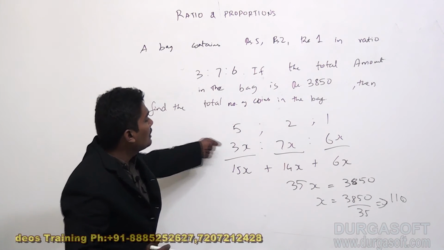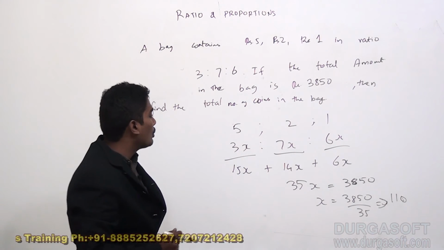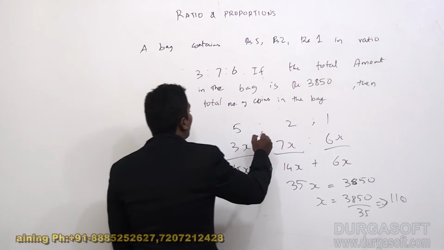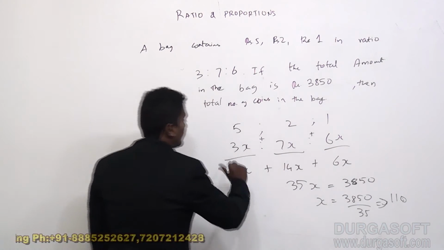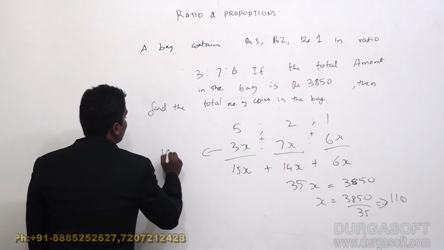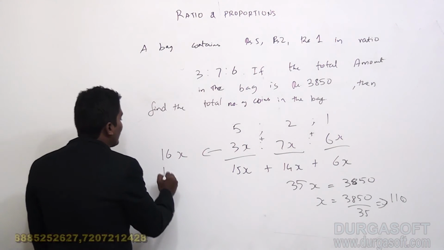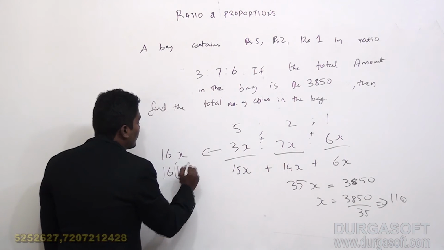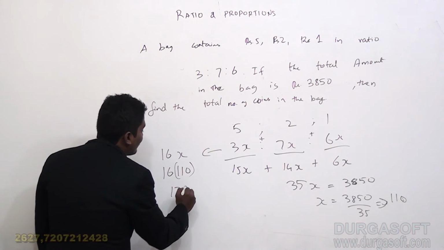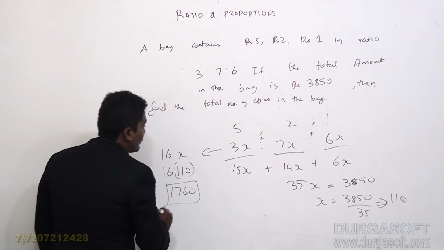Now the question is, find the total number of coins in the bag. The total number of coins in the bag is given by the sum of 3x plus 7x plus 6x. The sum of all these is 16x. I know the value of x is 110. So 16 into 110, which is 1760, is the total number of coins in the bag.